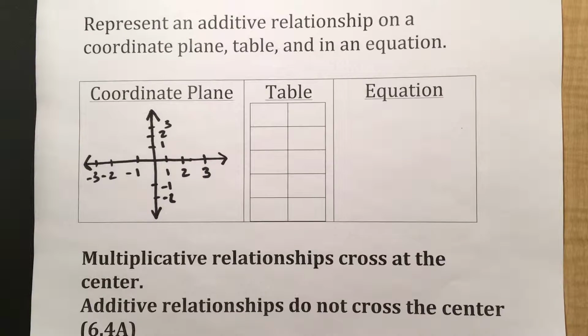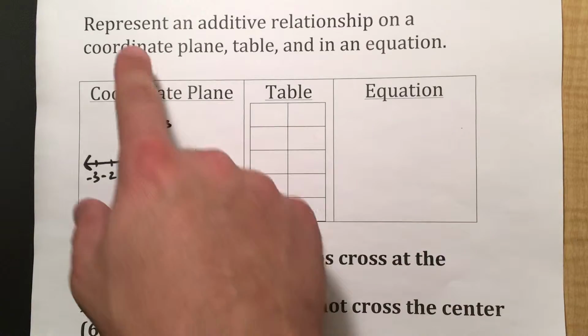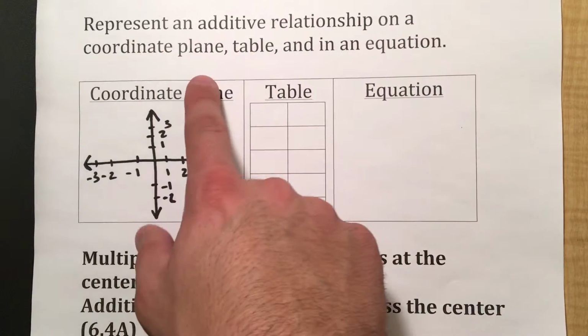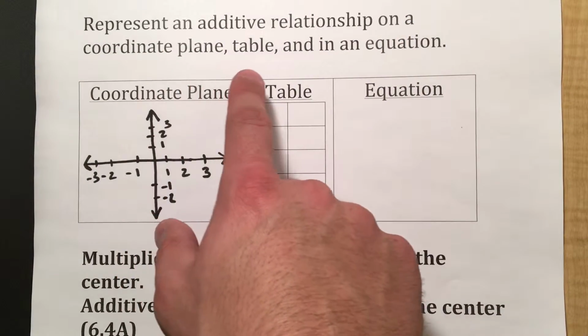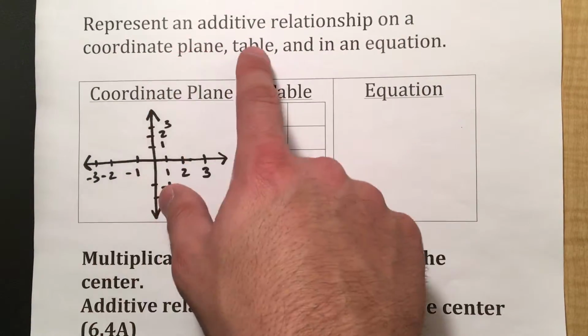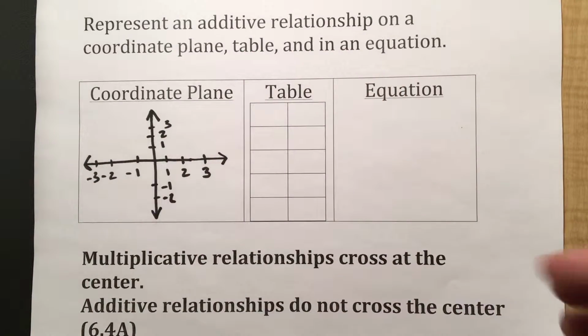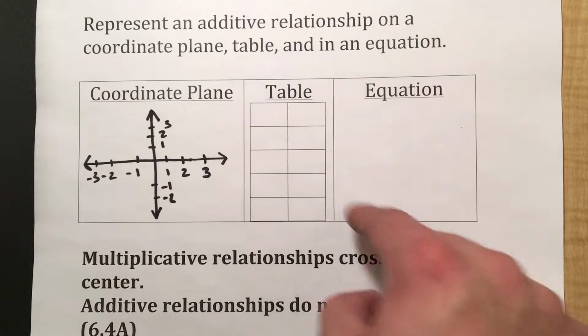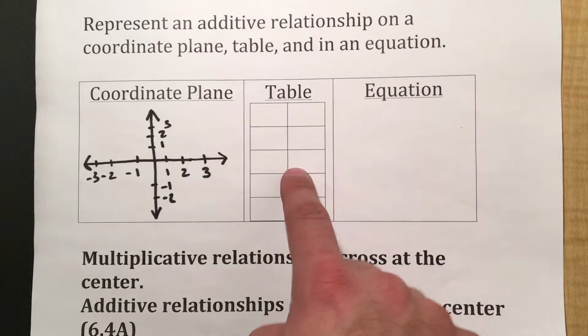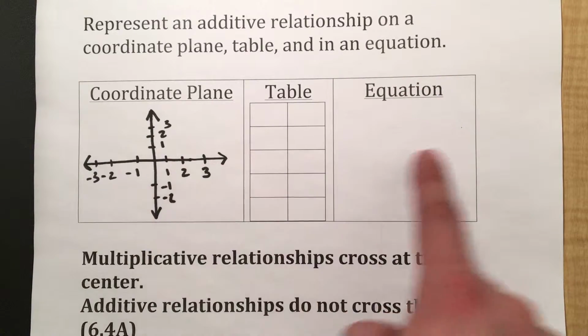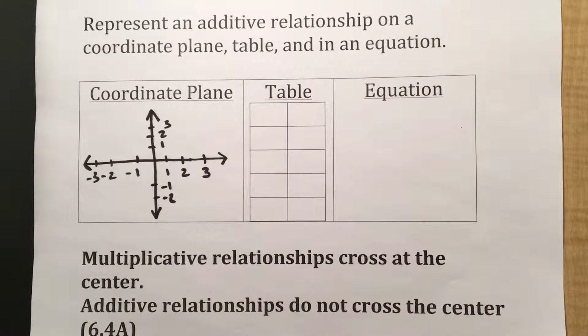Hey guys, in this video we're going to be looking at how to represent an additive relationship on a coordinate plane, a table, and an equation. I'm going to show you how we identify an additive relationship based on an equation, a table, and a coordinate plane by creating an equation. So let's go ahead and begin.